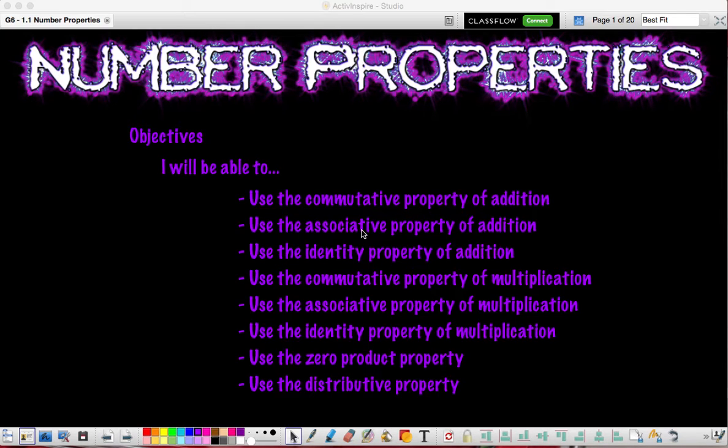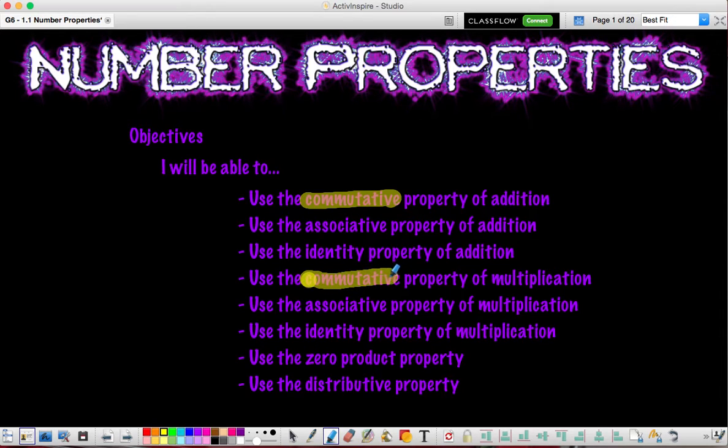There's a lot of properties here, but you'll find that a lot of the properties are similar, if not the same. So when we talk about the commutative property, you'll notice that we have a commutative property for both addition and multiplication. And we also have an associative property for both addition and multiplication. These properties are very similar, and they work very much the same. It's just important to note how they work and what they work with.